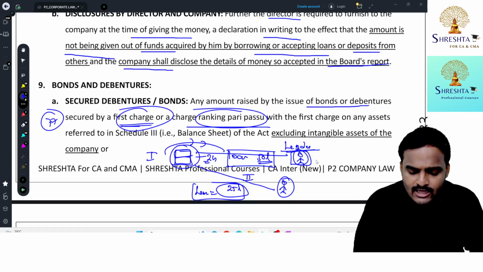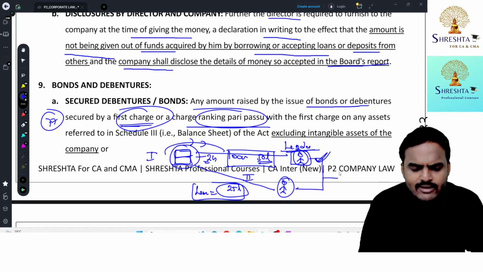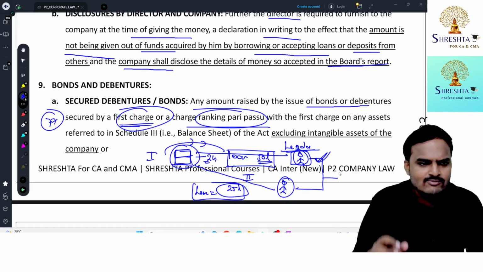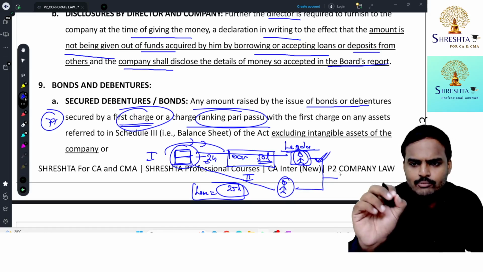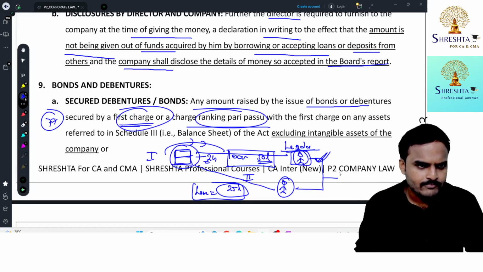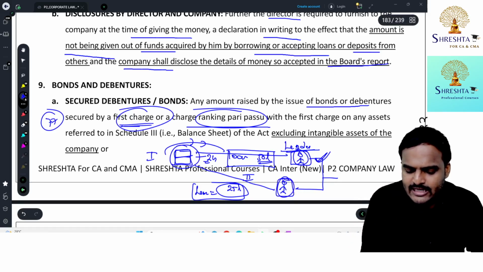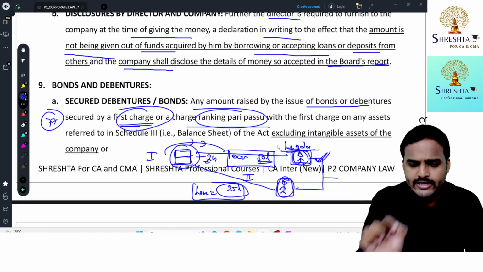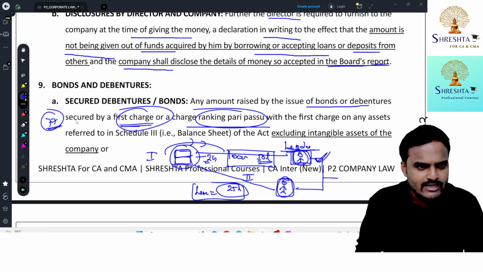Now if the charge is created with the consent of the first lender, these two lenders will carry same rights. That means once the property is sold, these two lenders will get right over the sale proceeds of the property. So charge ranking pari passu. Second lender will also get same rights like first lender. Very detailed, I'll discuss with you in section 77.